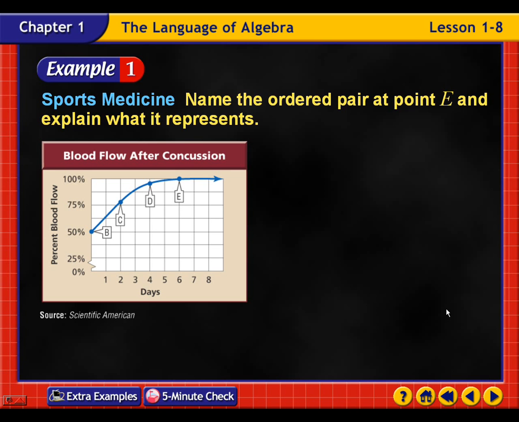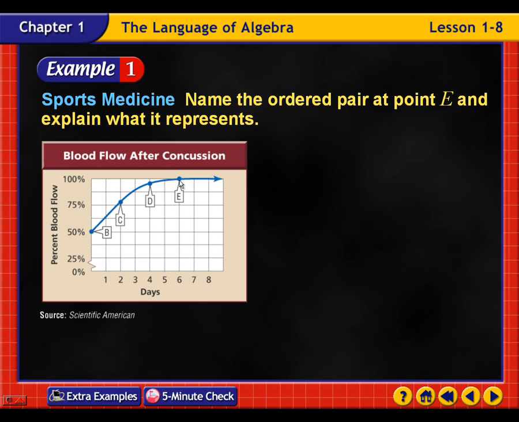Here we have some examples of interpreting graphs. Our first one says that we're to name the ordered pair at point E and explain what it represents. So take a look at this graph. Notice the horizontal axis, or the x-axis as we called it, also known as the independent value, represents the days. And then the vertical axis, or the y-axis, also known as the dependent value, is the percent of blood flow.